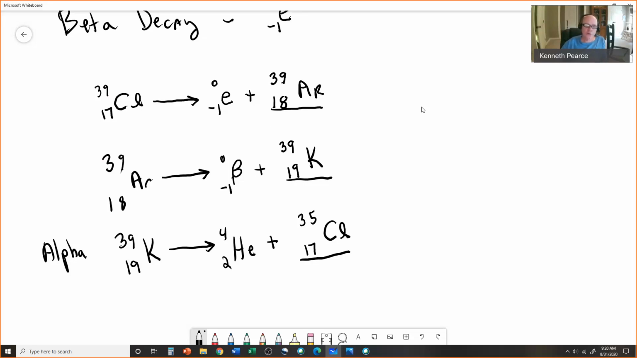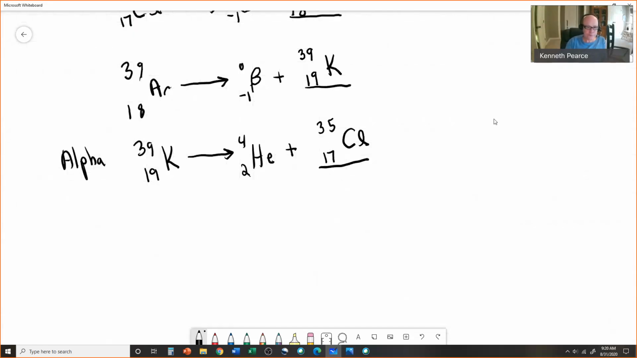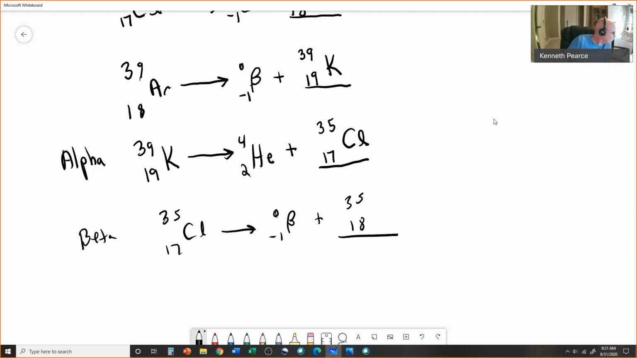You're going back and forth between alpha and beta decays typically. And so we could beta decay this again. Let's beta decay this chlorine 35. And that would mean, since it's a beta decay, a 0 minus 1 beta particle or electron plus something else. And we have 35, 18, and once again, we're back to argon.